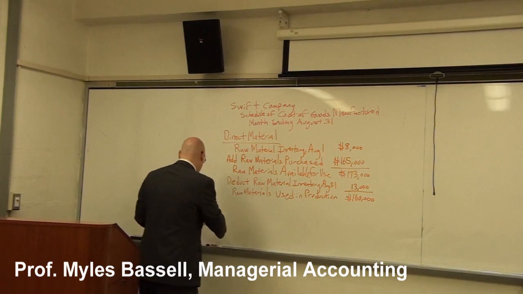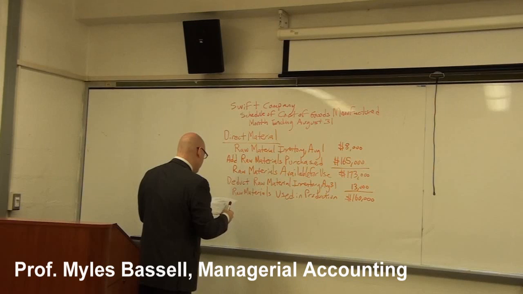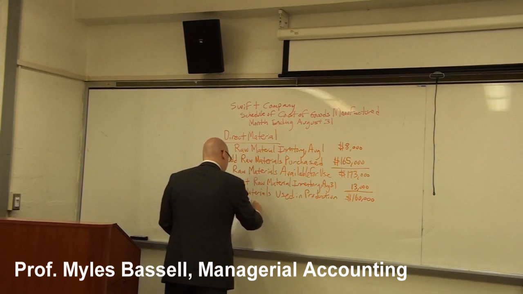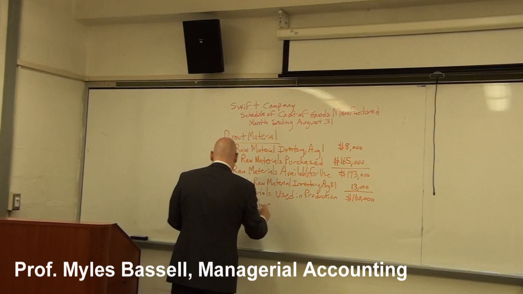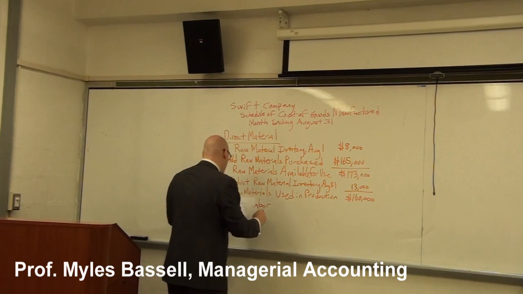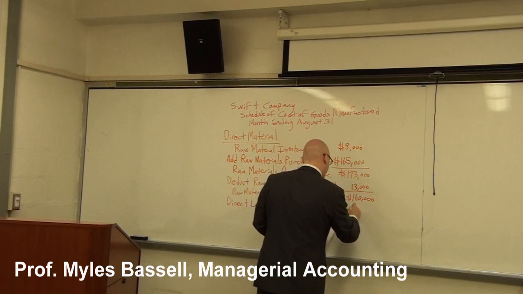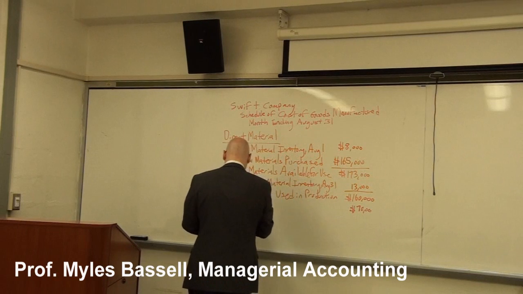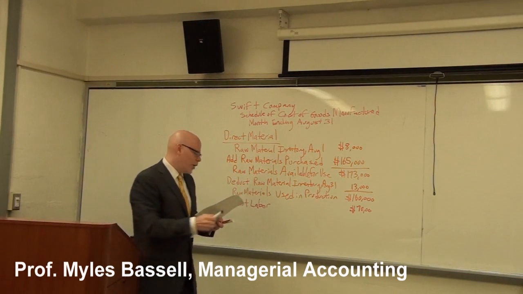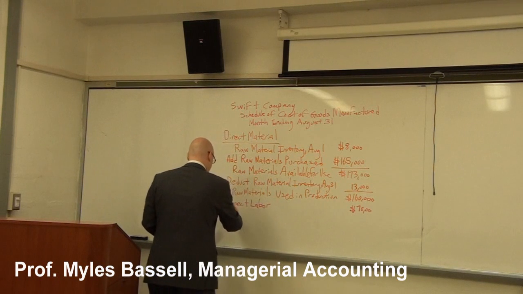Now we're going to look at direct labor and manufacturing overhead, which we don't need to calculate in this example because the book tells us how much we spent on direct labor, which in this case is $70,000. And manufacturing overhead, we're told, is $85,000.